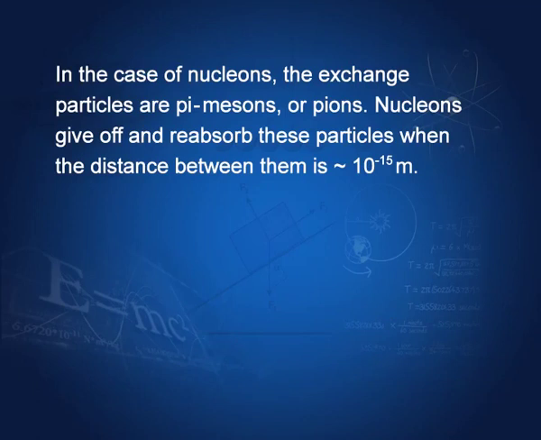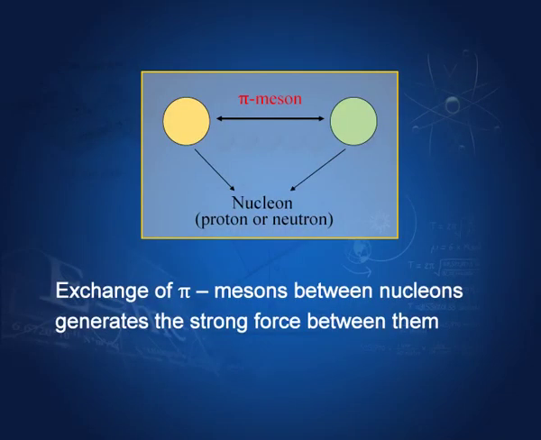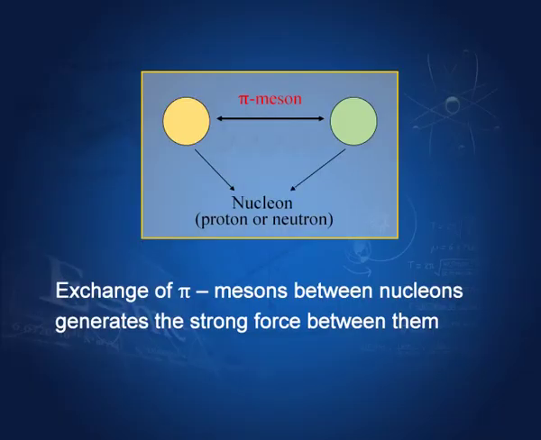In the case of nucleons, the exchange particles are pi mesons or pions. Nucleons give off and reabsorb these particles when the distance between them is 1 Fermi. As I have been telling you, these are the two nucleons and they continuously exchange, absorbing and re-emitting pi mesons between them. And that is the reason that there is strong force between them. The strong force is due to the emission and reabsorption of the pi mesons between the two nucleons.